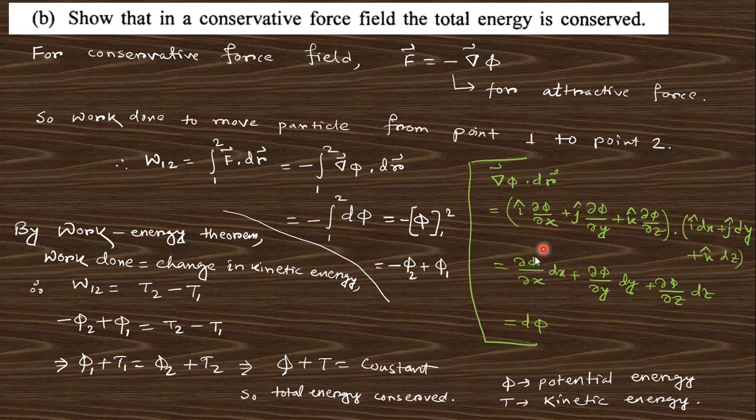If you take the dot product, this gives you dx, and that into dy, that into dz. This will give you d phi. So if you integrate, you will get minus phi 2 plus phi 1. And from the work-energy theorem, you know this work done will be equal to the change in kinetic energy, final kinetic energy minus initial kinetic energy. So if you rearrange, you can see phi 1 plus T1, where phi is the potential energy and T is the kinetic energy. So the total energy will be conserved.